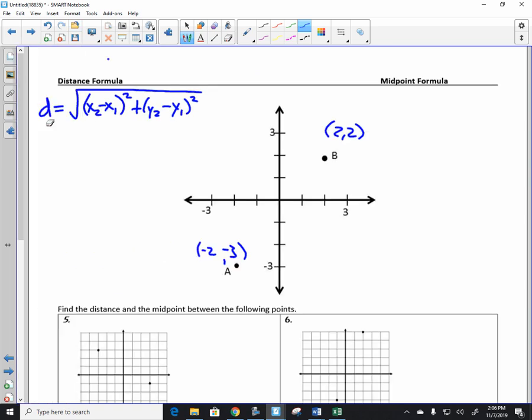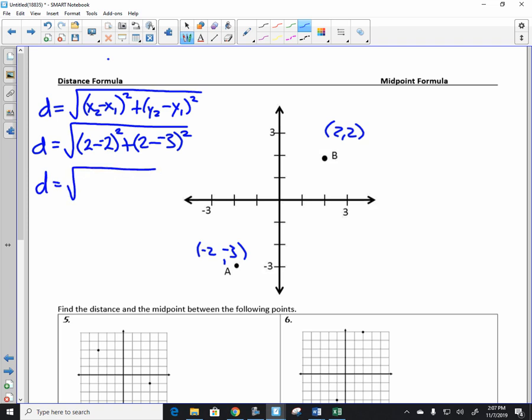So that's the formula. So the distance is equal to the square root of, what is x sub 2? What's my second x value? 2. Minus, what's my first x value? -2. Squared plus, what's y sub 2? 2 minus the first y value, which is -3, and I square that. So the distance is equal to the square root of 2 minus -2, 4. And 2 minus -3, 5.